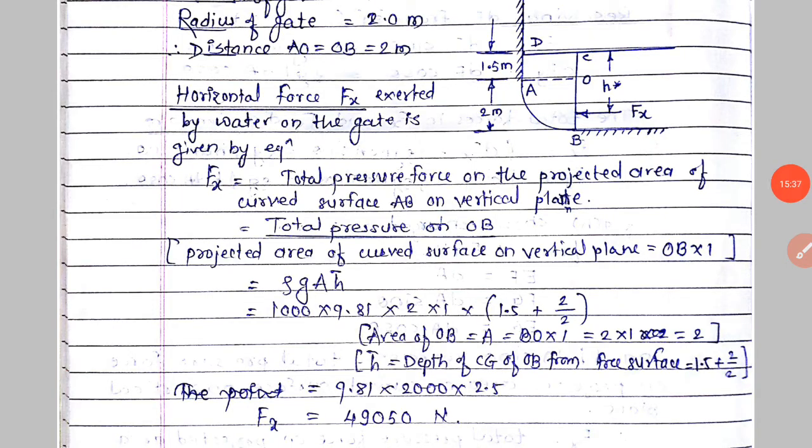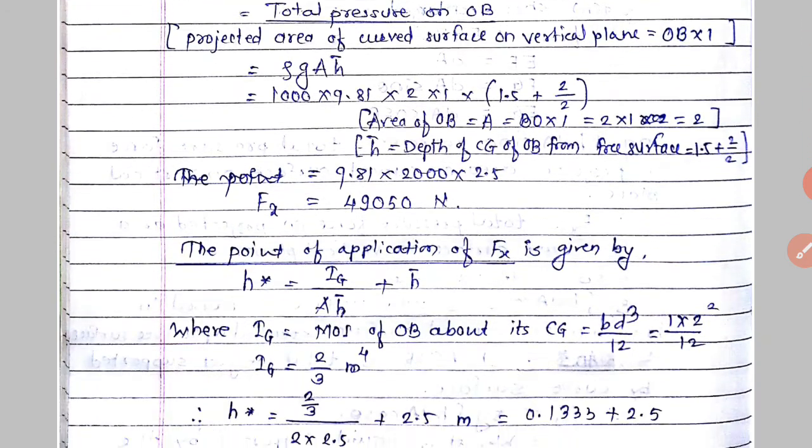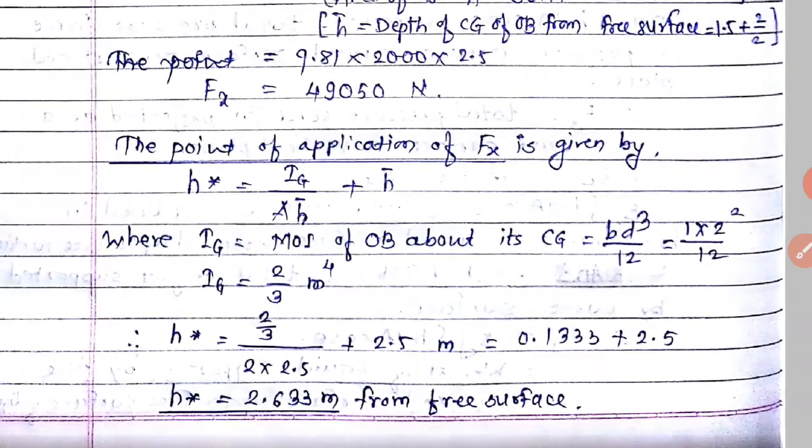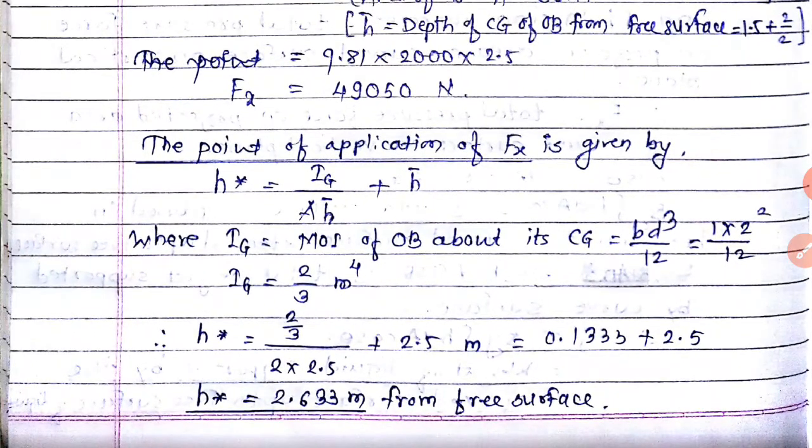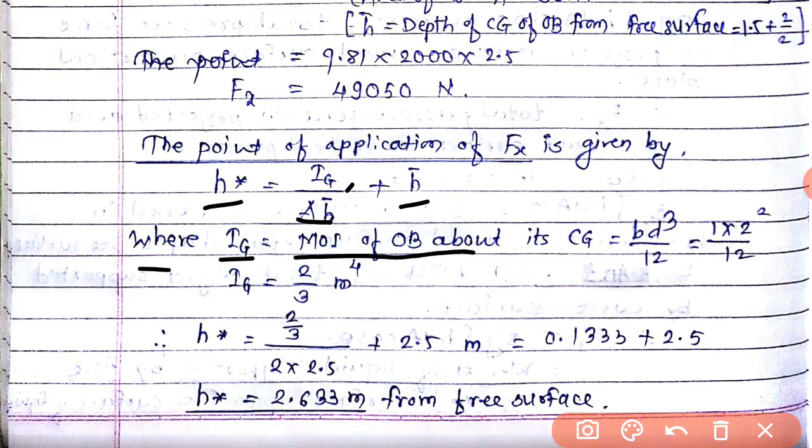Now we have to calculate the position of h star, that is, the point of application of the force Fx acting on that surface. So the point of application of force Fx is given by h star. So h star is equal to Ig upon A h bar plus h bar. We know this equation, where Ig is the moment of inertia of OB about its center of gravity.